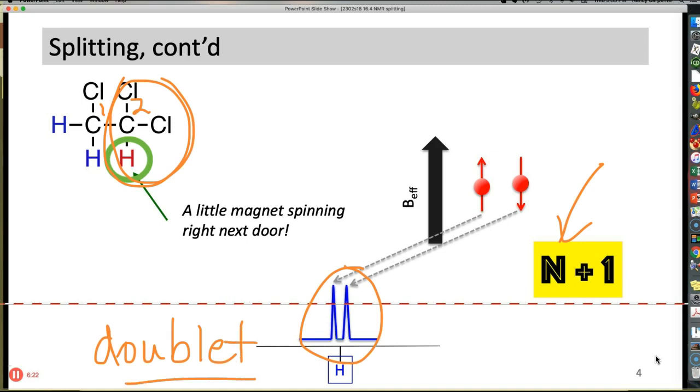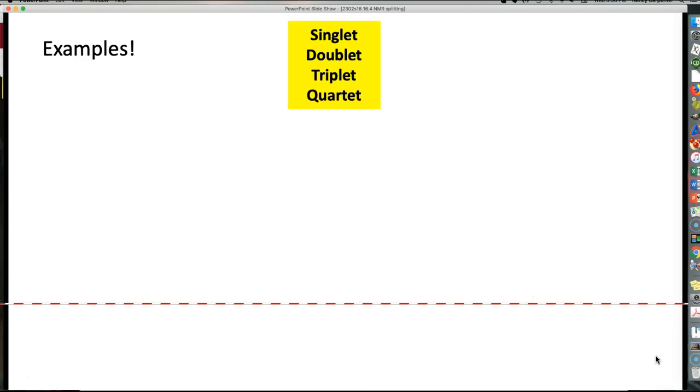All right, so the best way to understand the N+1 rule is to look at some examples. So the patterns are highlighted in this yellow box. If there's no splitting, it's a singlet. If it's split into two signals that are equally high, a 1-to-1, that's a doublet. A triplet is 1-2-1 in terms of height, and a quartet is 1-3-3-1. That's explained in detail in your text. So let's just look at some examples.